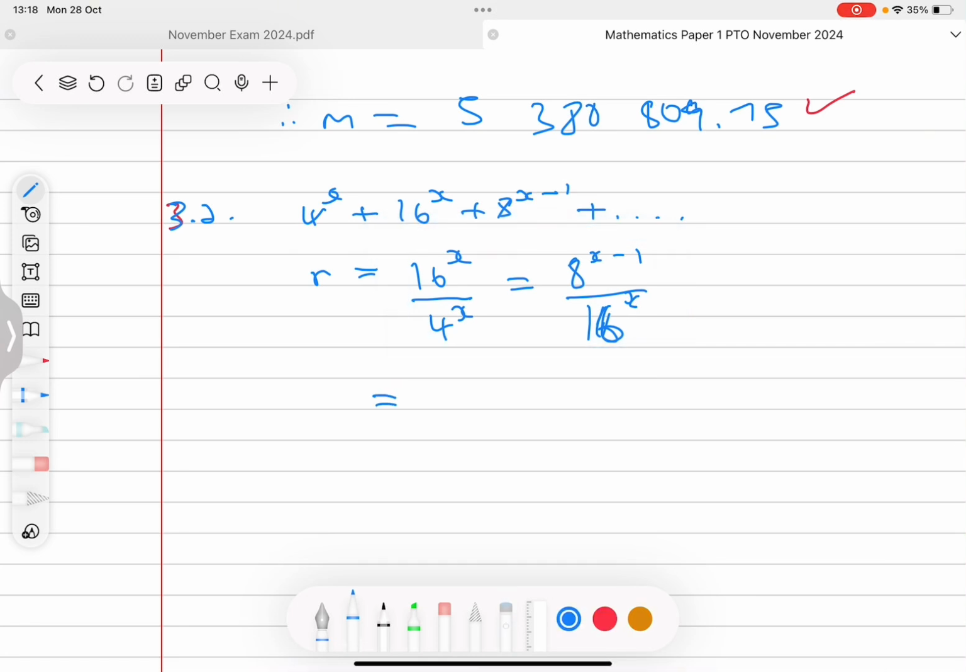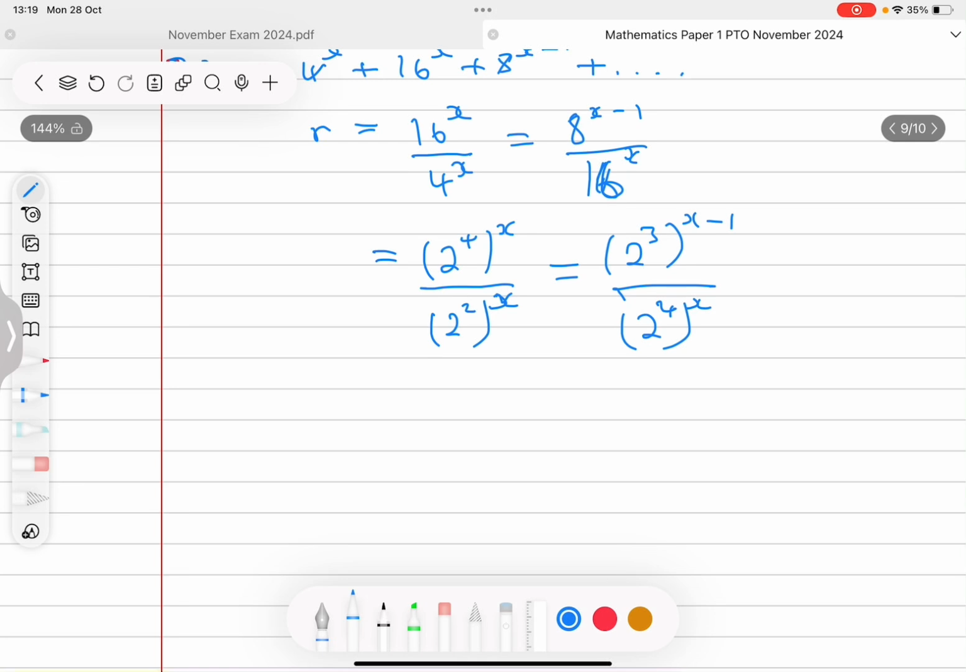Now, to solve this, I'll write my 16 as a power of 2: 2 to the power 4, because if you say 2 to the power 4, you get 16, but I still have an x here. Then I'll divide this by 2 to the power 2. We know that 2 squared gives you 4, then I still have an x here. This side, I'll also do the same thing. I'll say 2 to the power 3, then I have an x minus 1 there. And then here I'll have 2 to the power 4. We spoke about that. And here we will have an x outside there.